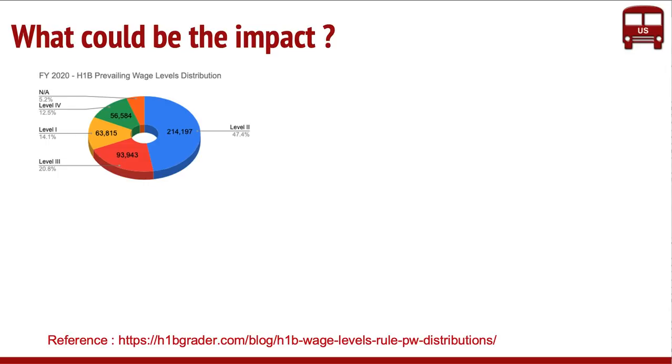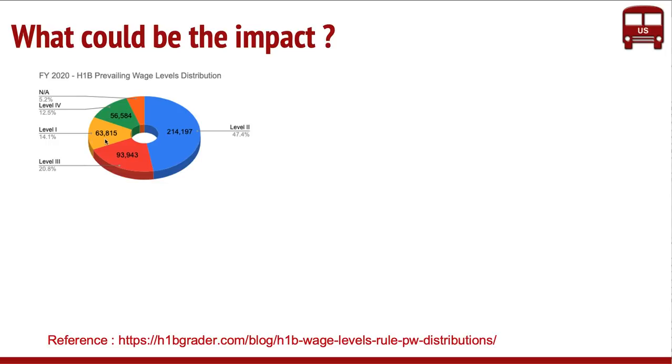So based on that, we're taking reference. Again, you can check on the website how things look, but this is the data they published. The data is for FY 2020, the distribution of wage levels. As you can see, for level 2 there are about 214,000 people, about 47% of the LC applications filed, right?